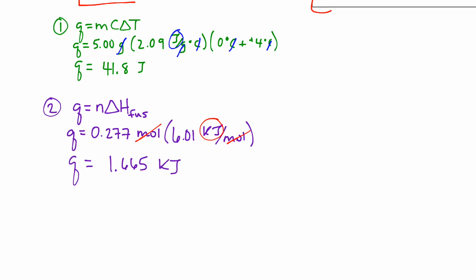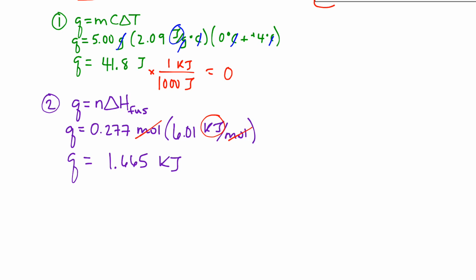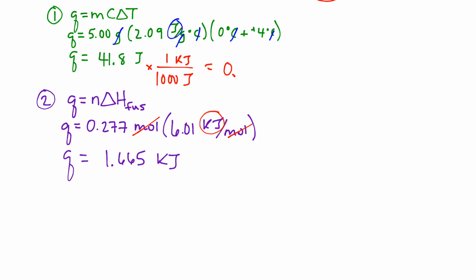I usually change the joules to kilojoules, but it's up to you which one you prefer to do. So if I do that up with the first one, thinking back to our metric prefixes, there are 1,000 joules in 1 kilojoule, so that would make this 0.0418 kilojoules. Okay, so there's the total for step 1. Here's our total for step 2.